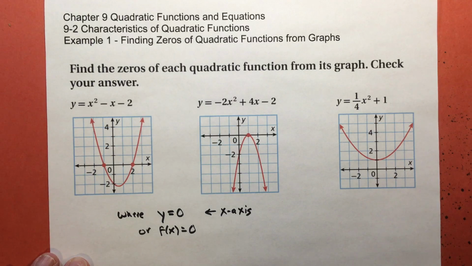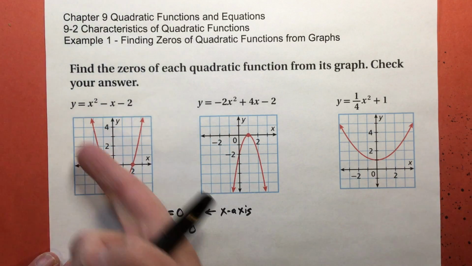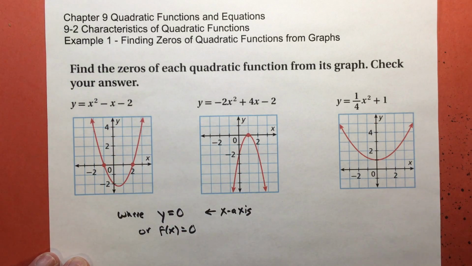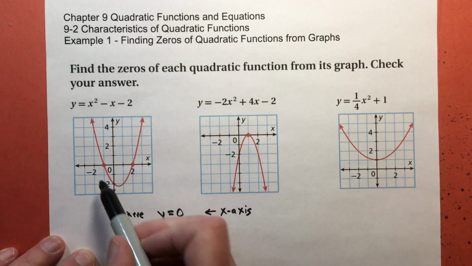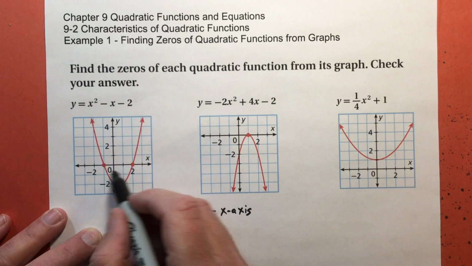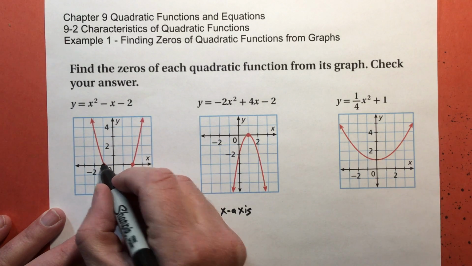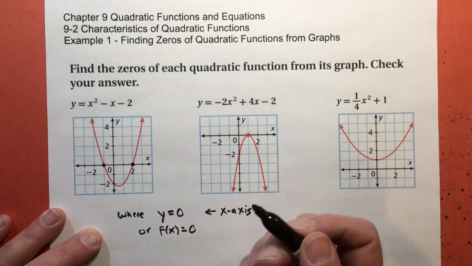All I got to do is look at the graph. So let's look at this first one. I have y equals x squared subtract x subtract 2. This has already been graphed for you. So we're going to find the zeros from the graph. And all I have to do is look. I already got them printed off in red. I stole these from the book. But I'm just going to put a little dot here so you can see where they are.